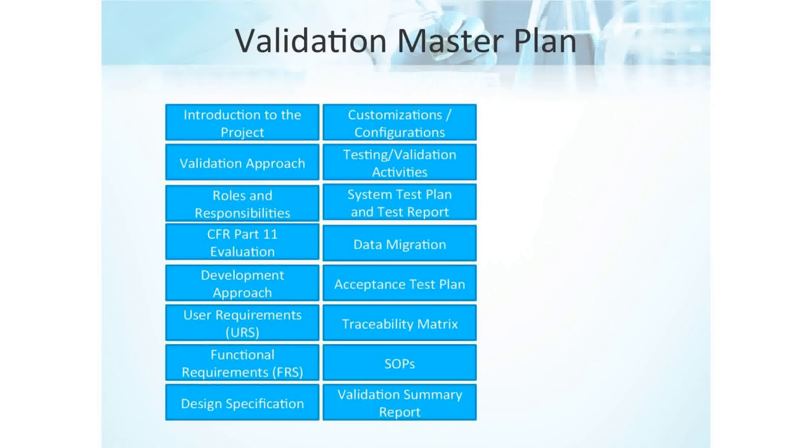Testing and validation activities. This section of the Val plan captures the information in the validation testing column of the previous slide. So anything you're going to be doing, system testing and data migrations and acceptance test plans, traceability, all that has to be included. But the system test plan and test report is where you outline exactly how you're going to system test, how it's going to be executed.